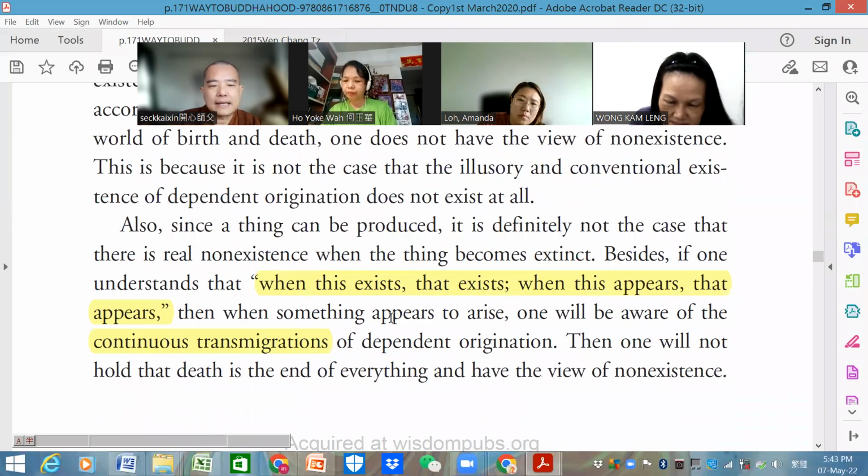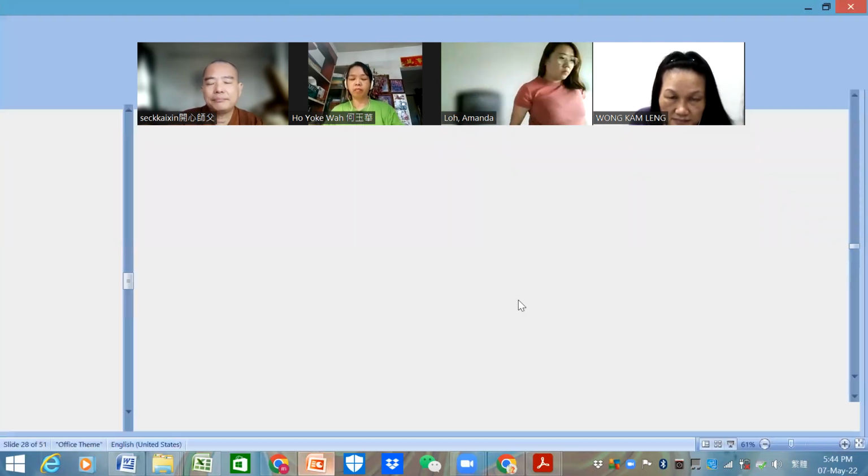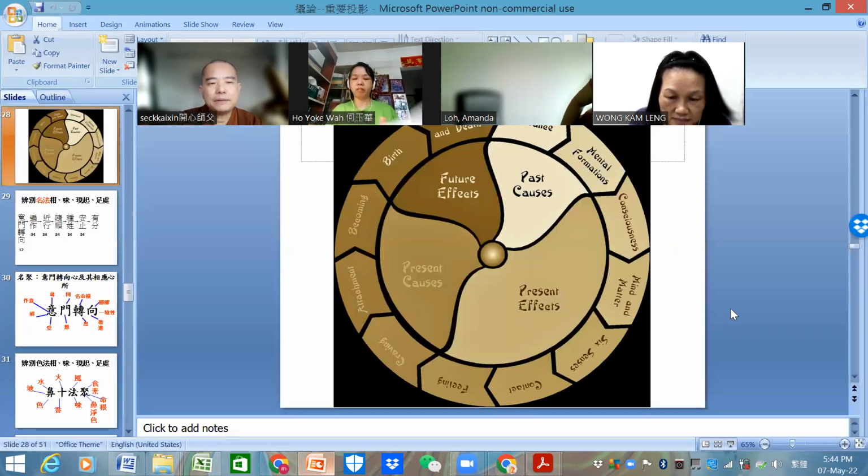Okay, next one is the verse come again: when this exists, that exists; when this appears, that appears. Okay, this sentence, when this exists, that exists, when this appears, that appears. Sally, can you please try to apply this sentence to this diagram? Can you please?